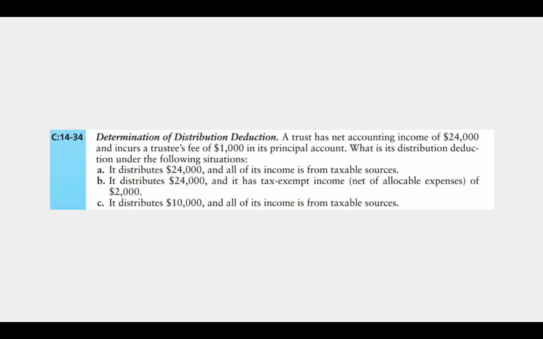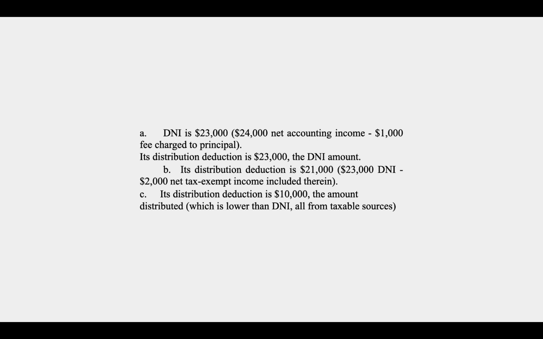All right, part C, it distributes $10,000 and all of its income is from taxable sources. Okay, so now we don't get a distribution deduction of more than what we actually distributed. So we get a distribution deduction of $10,000. Our distributable net income is still the $23,000, but we don't get to take a distribution deduction unless we actually distribute it out. So the $10,000 represents our distribution deduction.